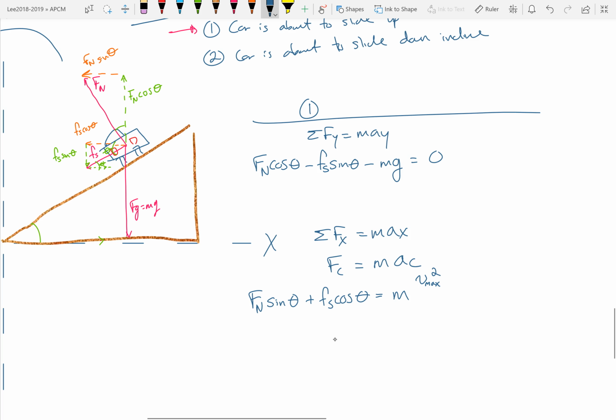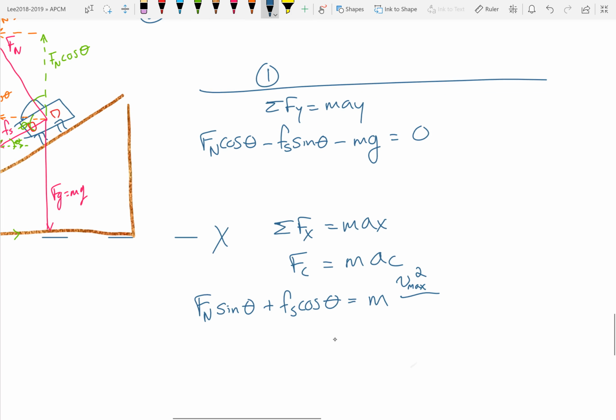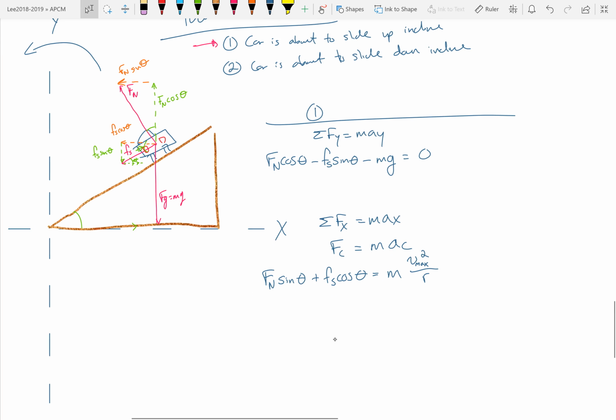The other way, when the car's about to slide down the incline, is when it's reached its minimum velocity, where it can no longer maintain the current circular motion. There's Vmax squared over r. Okay. Now, these are at a maximum speed. So at Vmax, we have Fs max. It's about to slip. And we know Fs max equals mu s times the normal force.